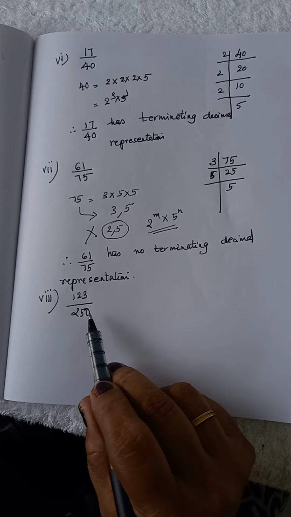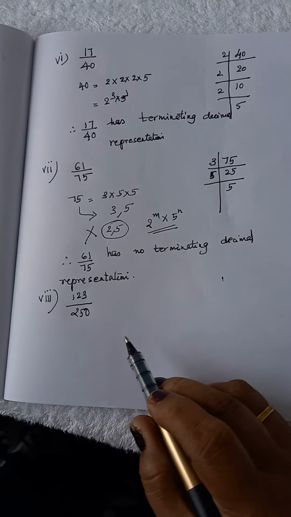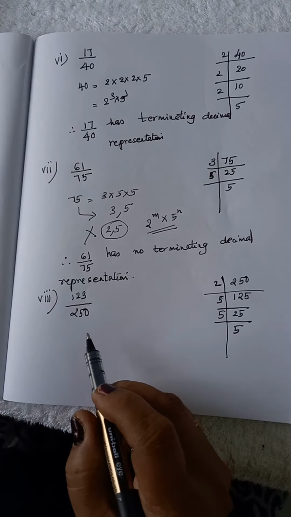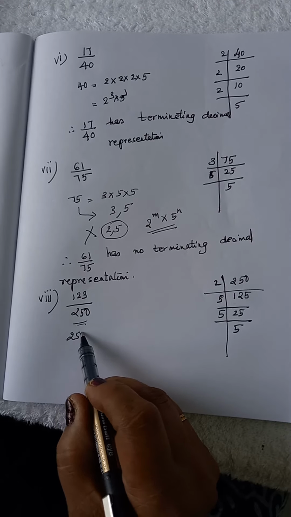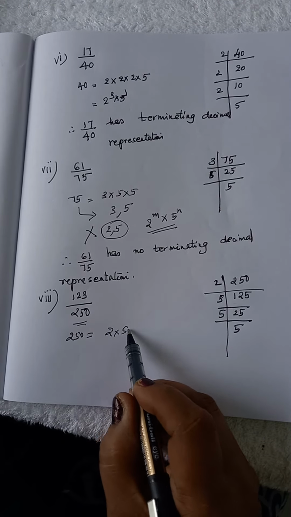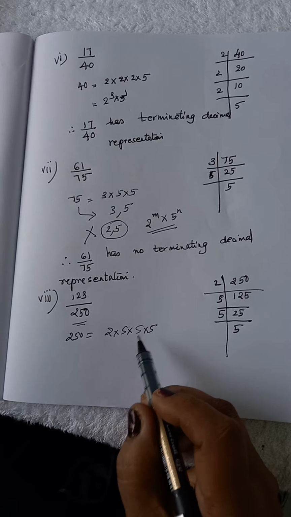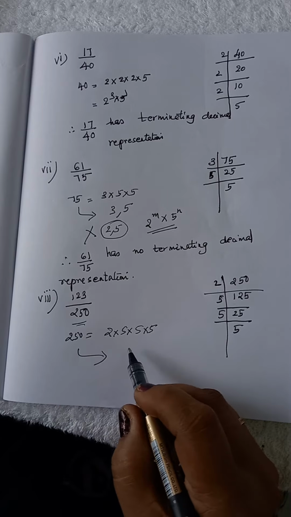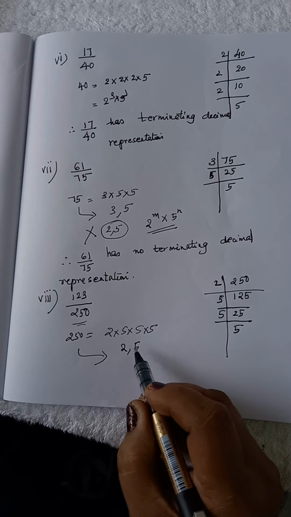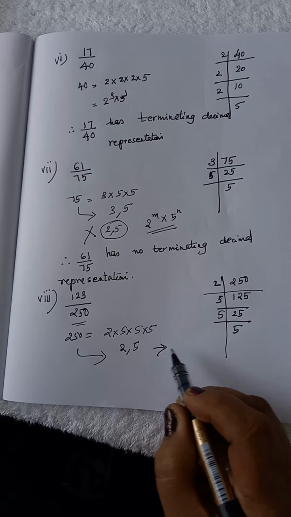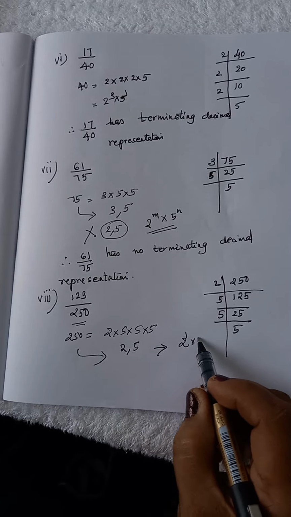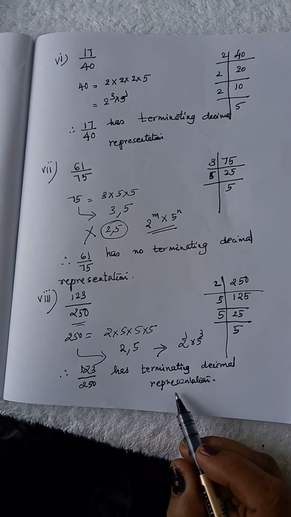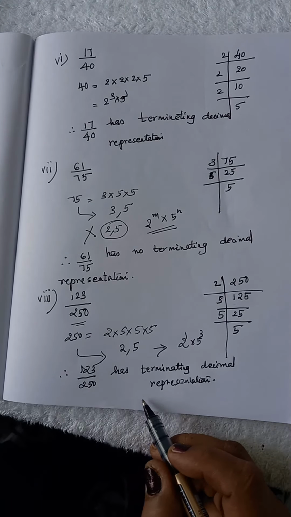Now the eighth question is 123 by 250. Here the denominator 250 of this rational number can be factorized, so that we can write this 250 as 2 into 5 into 5 into 5. That is, the prime factors of 250 are 2 and 5. So that this 250 can be expressed as 2 raised to 1 into 5 raised to 3. Therefore, 123 by 250 has terminating decimal representation.